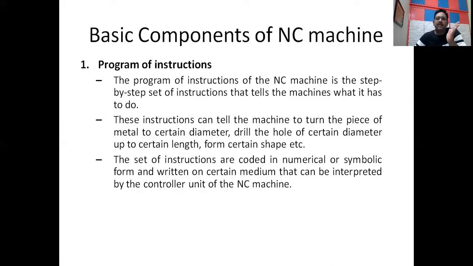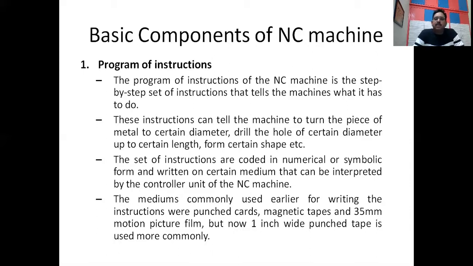So we have to give the set of instructions in some sort of codes with the help of numericals or symbols. But the machine should be in a position to interpret these codes, by the control unit of an NC machine. So this is very important.